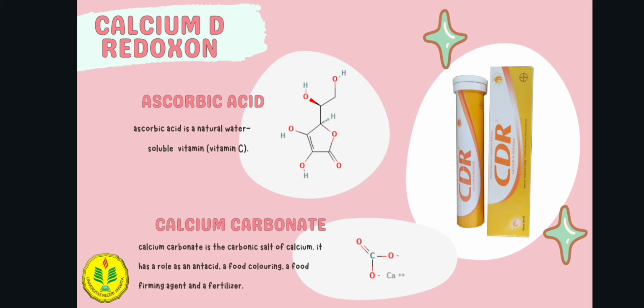The effervescent tablet contains a carbonate, calcium carbonate, with 625 mg mass, and a 1000 mg solid acid, ascorbic acid, as vitamin C. Ascorbic acid is a natural water-soluble vitamin, or vitamin C. Calcium carbonate is the carbonic salt of calcium. It has a role as an antacid, a food coloring, a food firming agent, and a fertilizer.